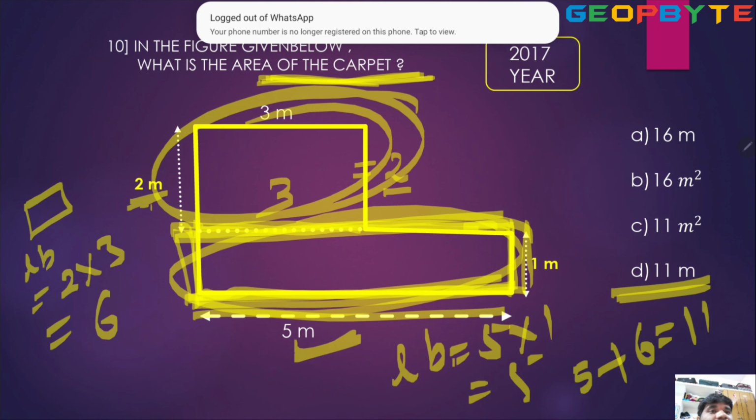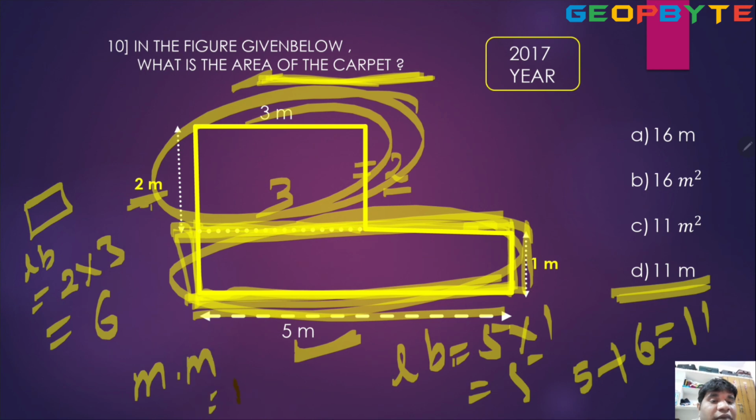Here, what is the question? Area. Area means length into breadth. Meter, so meter square. So 11 alone is wrong. 11 meter square is the right answer.